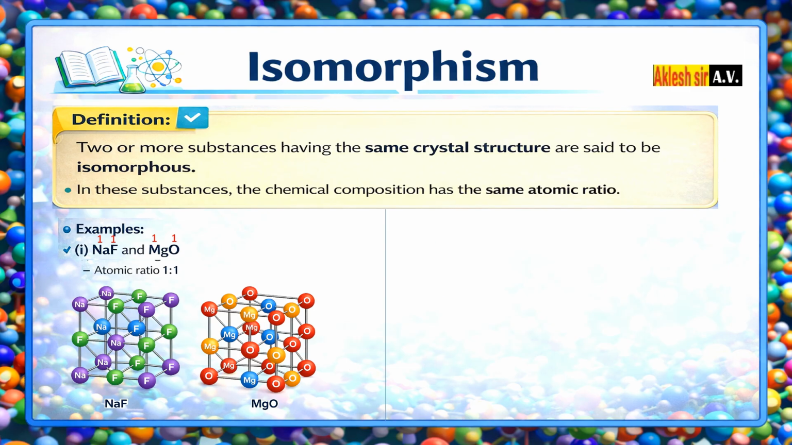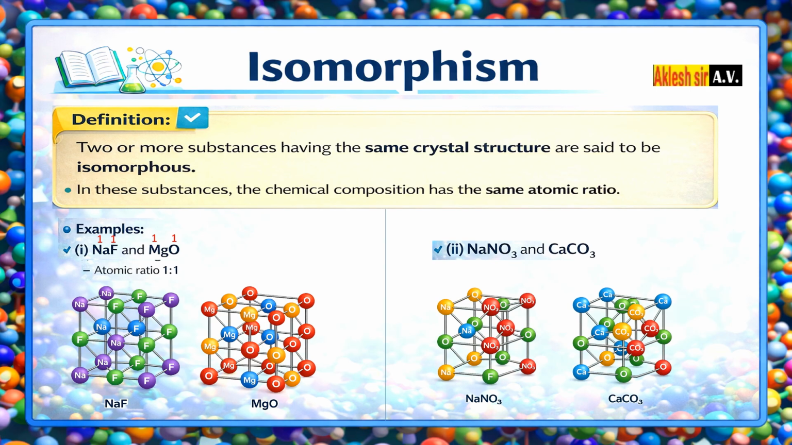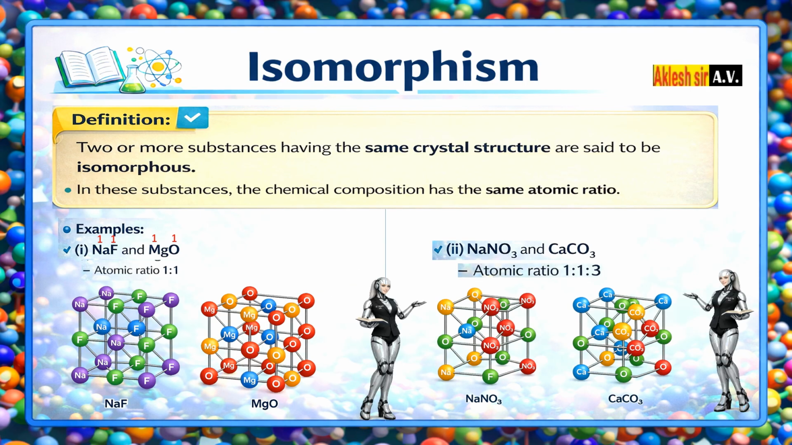Similarly, if I take NaNO3 and CaCO3, the atomic ratio is 1:1:3. Isomorphous means two or more substances having the same crystal structure, provided they have the same atomic ratio. If the atomic ratio of two examples is the same, then they are called isomorphous. They will always have the same structure.